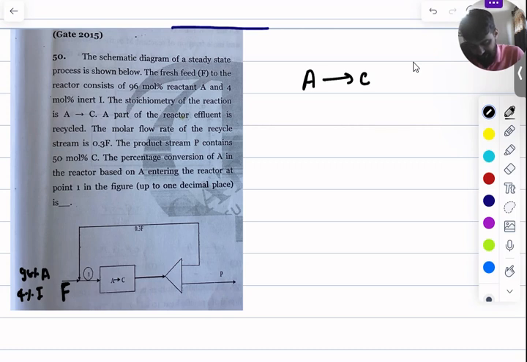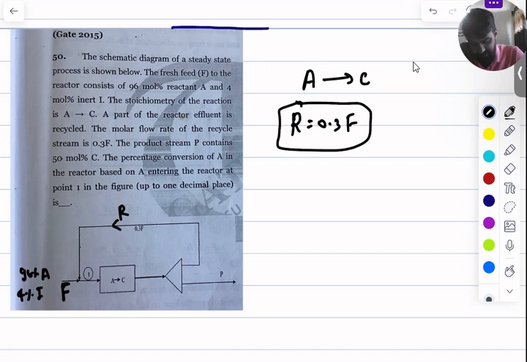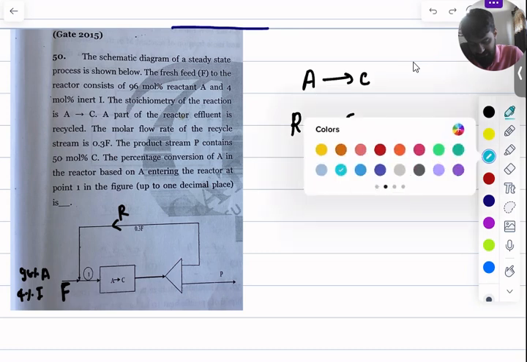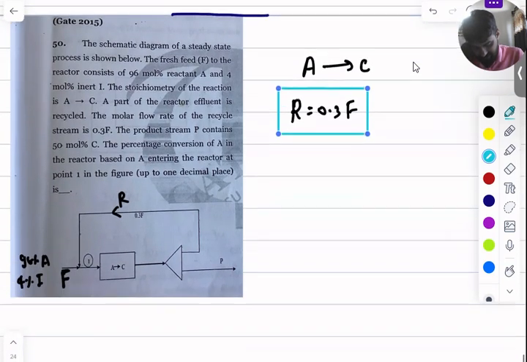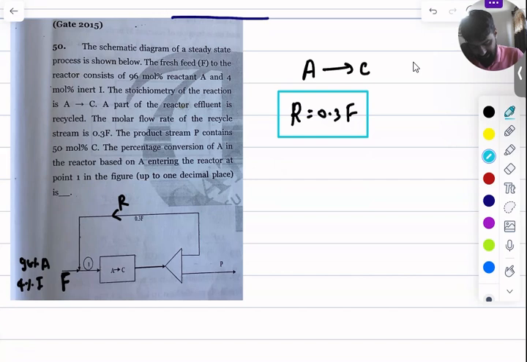And a part of the reactor effluent is recycled. So here you can see this is a recycle. The molar flow rate of the recycle stream is 0.3 F, where F is the feed stream, right? So a relation has been given to you for the recycle stream and feed stream that you have to understand. Now, after that, the product stream P, this one is the product stream, and this contains 50% of C.